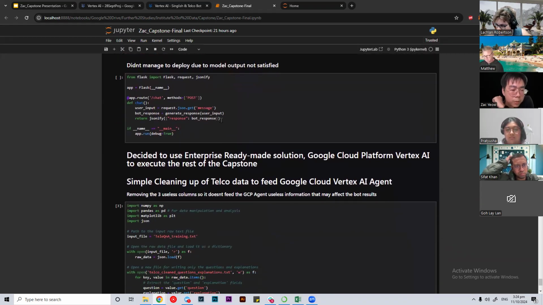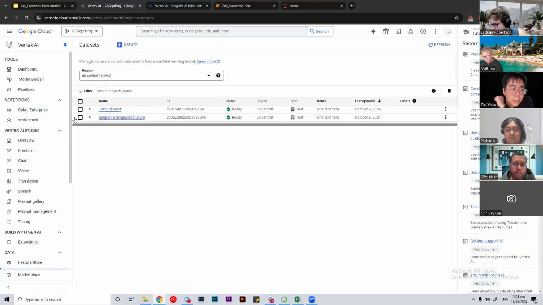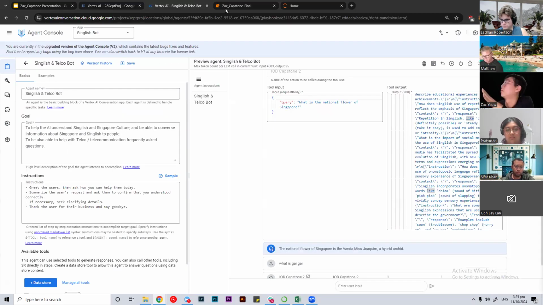Yeah, this was the code for deployment, but I didn't manage to deploy it since the outcome wasn't what I wanted. So the only little bit was just to clean up the telco data for my Google Cloud Vertex AI. Right. So I just go to this data set. The cloud platform has a data set. I can just import the TXT file and then get all the telco things, the agent building things, to be done.